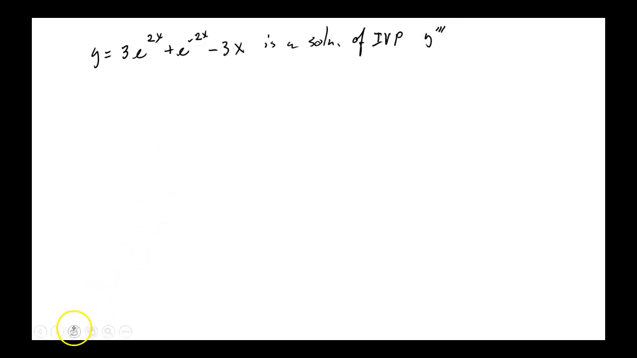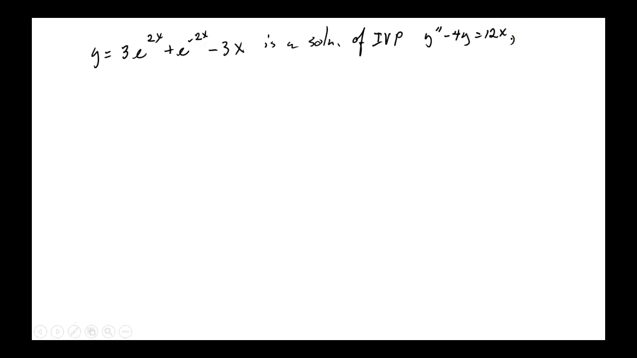Now this is one of those you should verify. They don't tell you how they get it, they just say you should verify that this function, y is equal to 3e to the 2x plus e to the minus 2x minus 3x is a solution of this IVP, initial value problem, y double prime, I'm sorry, I'm not seeing well right now, y double prime minus 4y is equal to 12x.